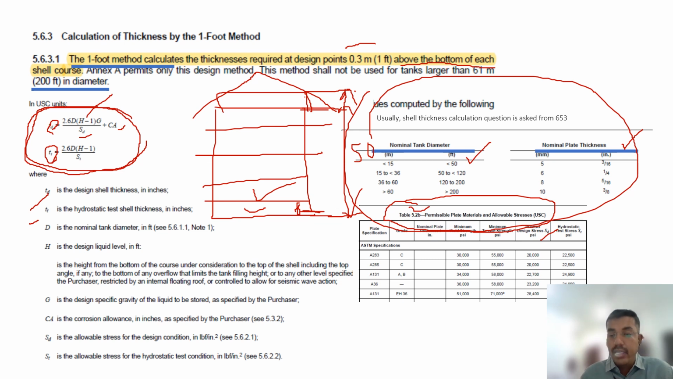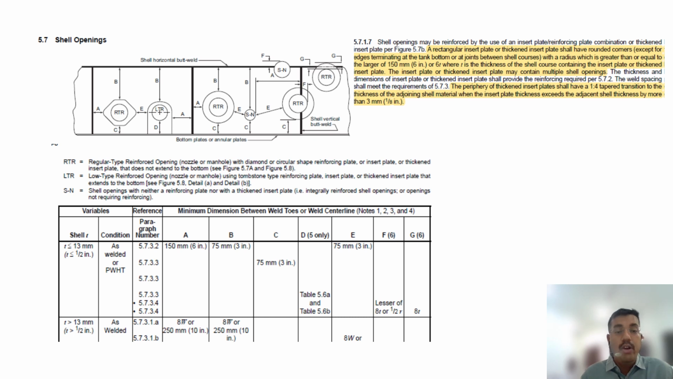In API 653, there is a maximum of 20 questions; 20 to 25 questions come from 650. More of the calculation is from 653. But open book, as I told earlier, these are sure short questions. Every time this will come. Shell opening is also an open book question. You need to remember where it is and how it is coming.